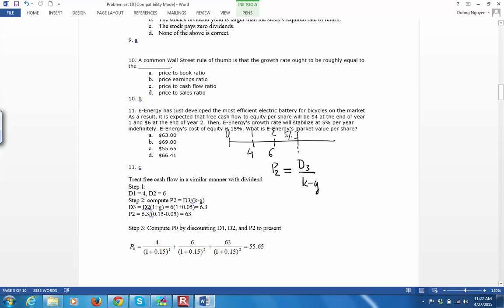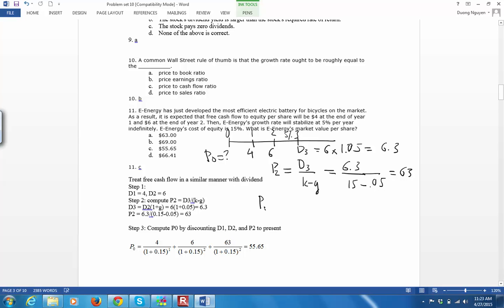Okay, and D3, you know that it is D2, which is $6 times 1.05, because the growth in year 3 is 5%. So 6 times 1.05 equals 6.3. Okay, so the price would be equal to 6.3 over K, which is 0.15, minus growth, which is 0.05, and equal to $63.